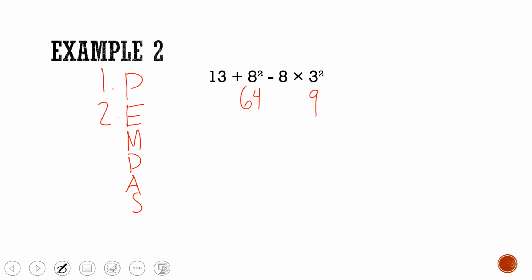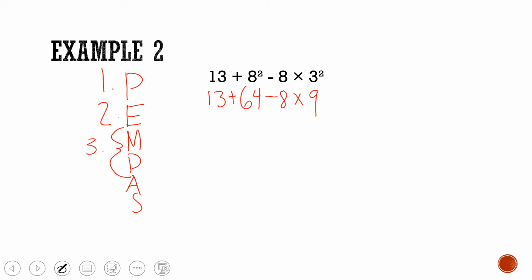So we'll replace those with what our answers are after we evaluate those, and bring everything else down. Bring down the 13 plus 64 minus 8, and then times now a 9 at the end instead of the 3 squared. Okay, now we'll go to our next step because we're out of exponents.